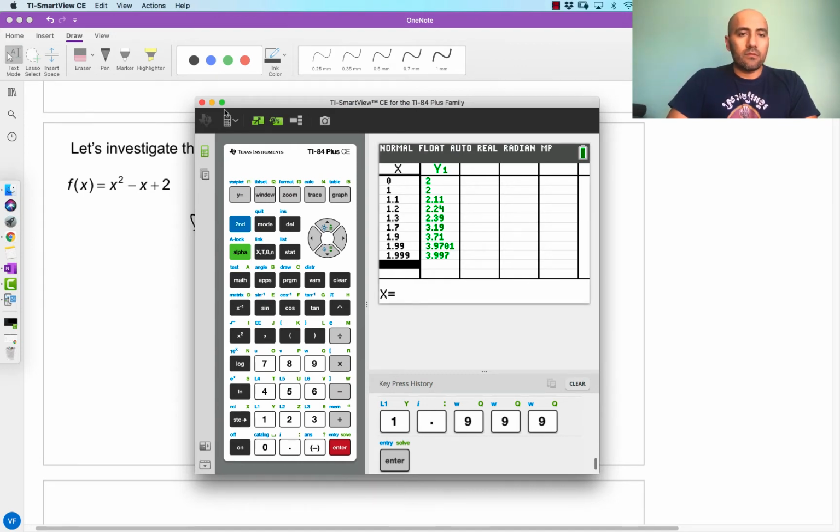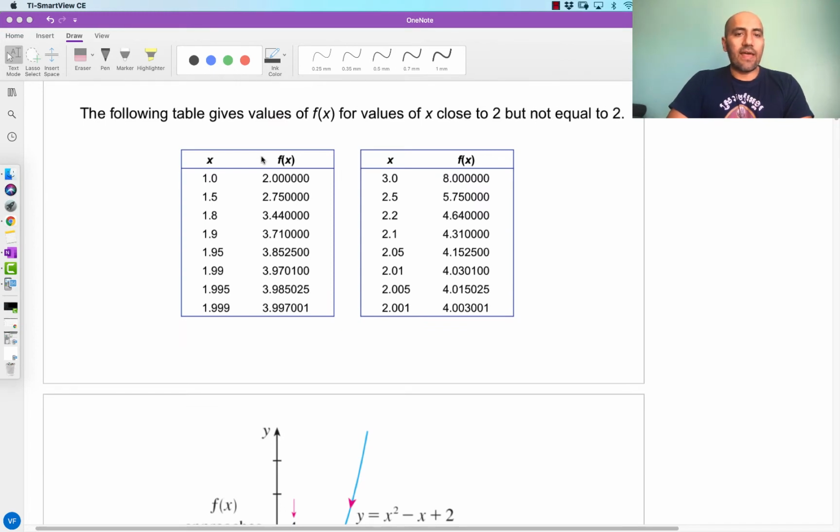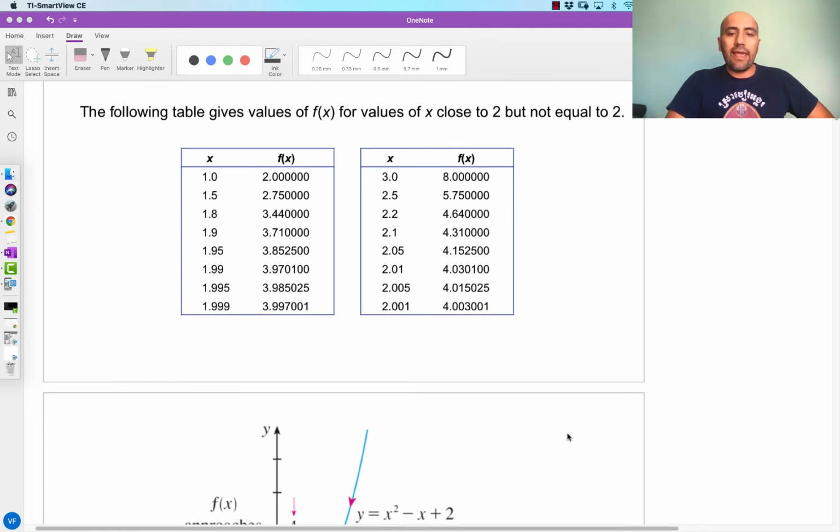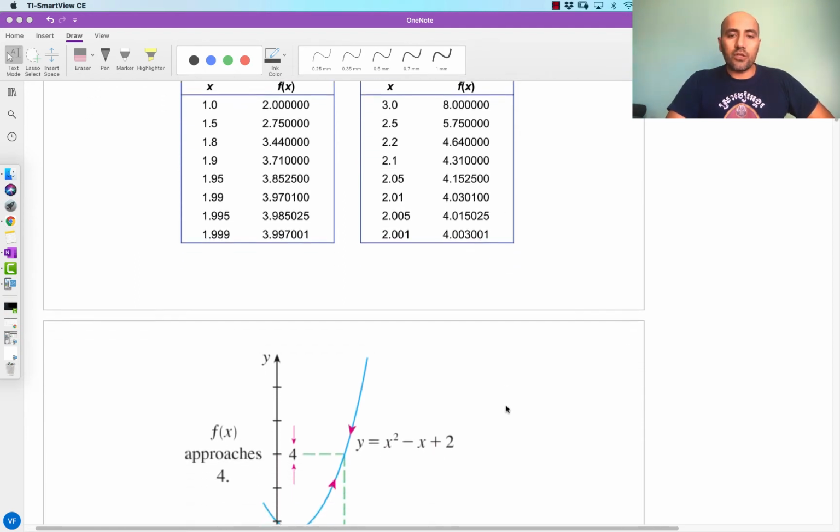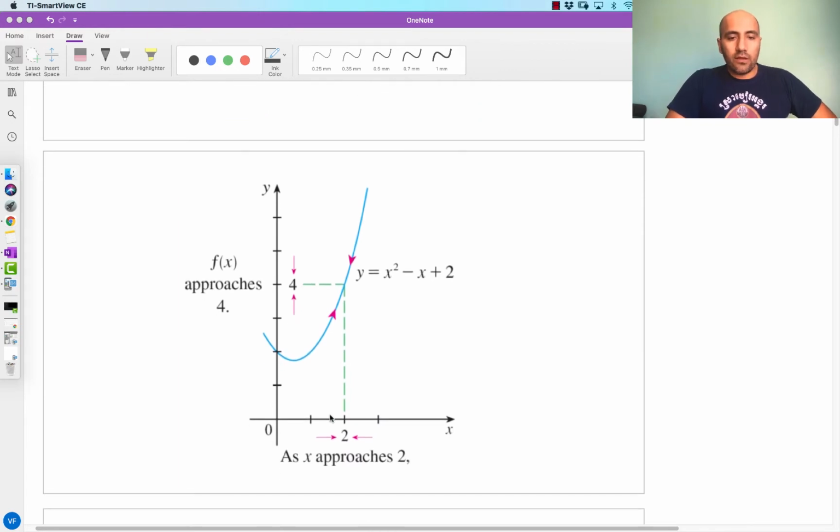Here's a table that has those values. When x is equal to 1, the output is 2. When x is equal to 1.5, the output is 1.75, and so on and so forth. So x is getting closer and closer to 2, and the output is getting closer and closer to 4. Same thing from the other direction. x is equal to 3, then 2.5, 2.2. So we're slowly walking closer and closer to 2, and we see that the output is getting closer and closer to 4. So here's a nice little image of that.